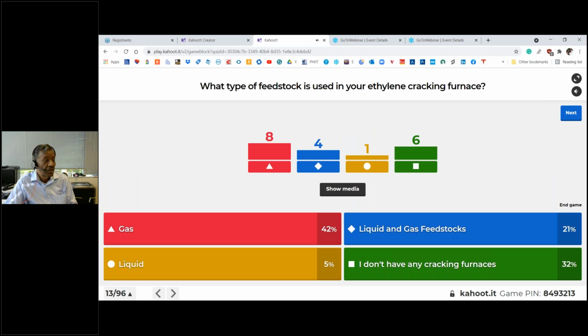All right, so the majority of people are using gas, 42% of the people. Some are using liquid only, 5% of the people are using liquid, and 21% are using liquid and gas both. Now we do have some participants who don't have any cracking furnaces, so I just want to get feedback over here. Thank you for your feedback.